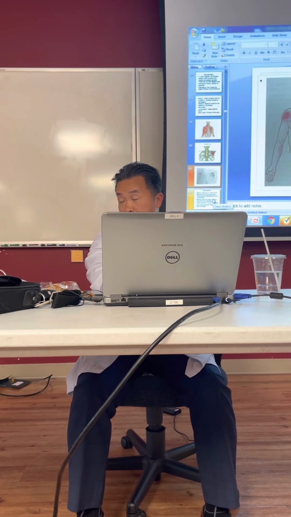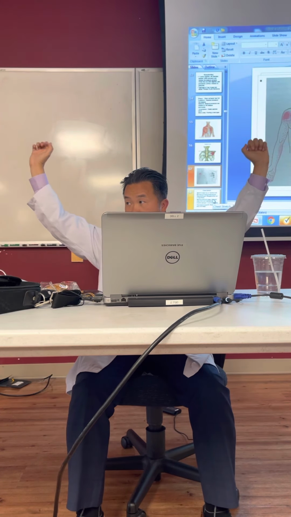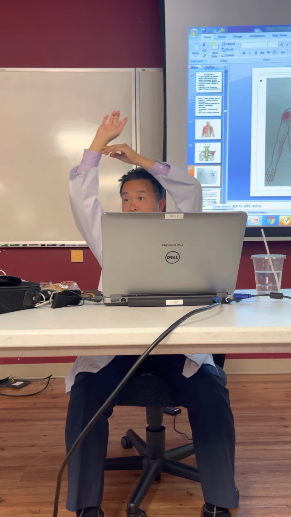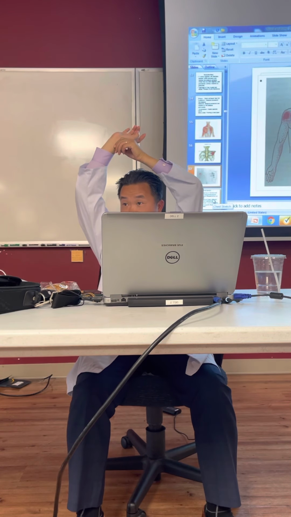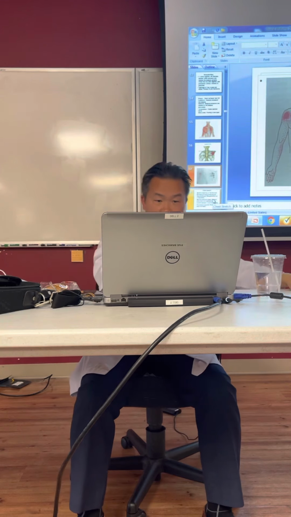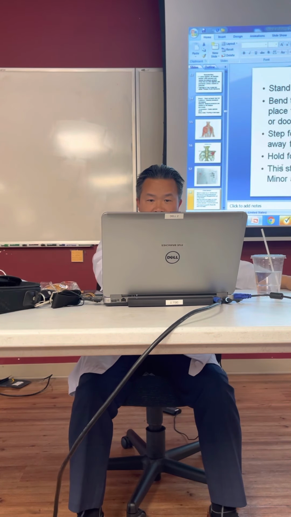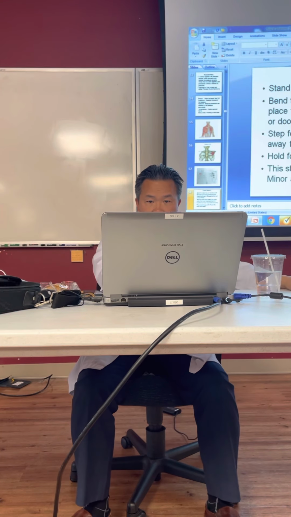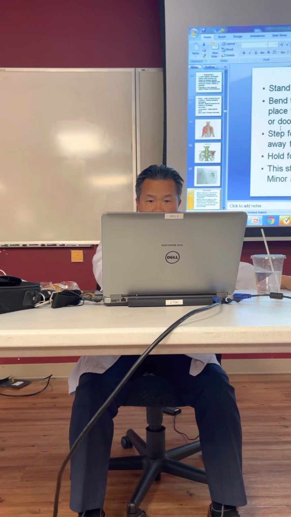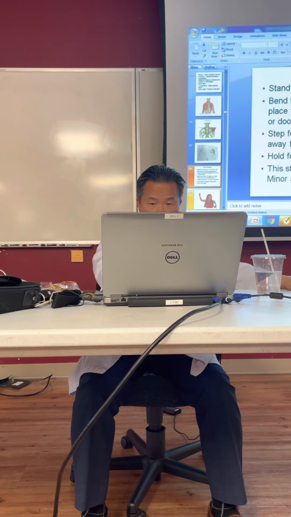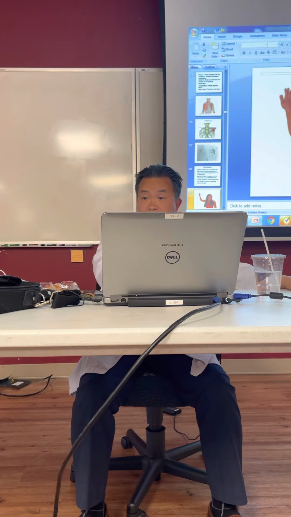Even the test, remember last week we talked about it for the Pec Minor, and how you do the stretching for the Pec Minor. Let's do the stretching. Stand in the doorway next to the wall, bend the arm, and place the forearm flat against the wall and the door frame. Step forward, rotate your shoulder away from your outstretched arm and hold for 10 to 30 seconds. So like this.